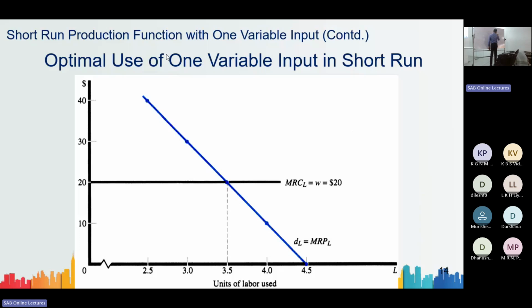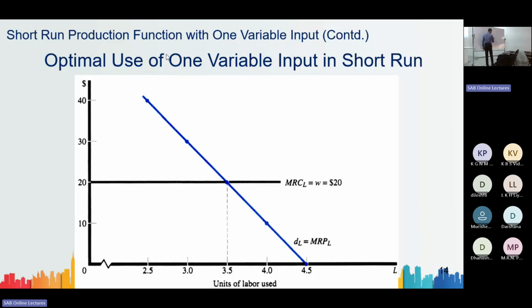Here, the variable input is labor. So the condition we can change it as marginal revenue product of labor should be equal to marginal resource cost of labor. We apply this condition to find the optimum level of the variable input in the short run. The variable input we talk about is labor.